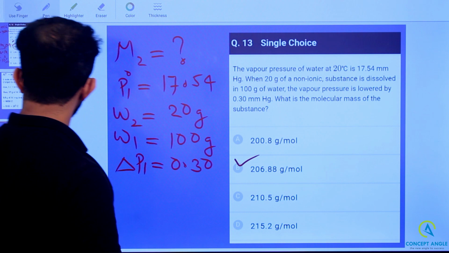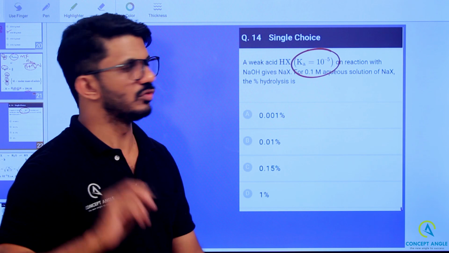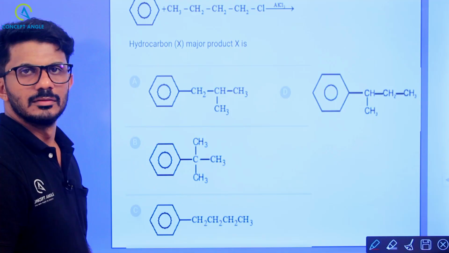That is question number 14. A weak acid HX with Ka value 10⁻⁵ on reaction with NaOH gives NaX. For 0.1 molar aqueous solution of NaX, the percentage of hydrolysis is what? This is the next question.